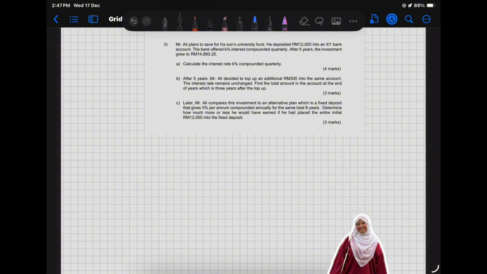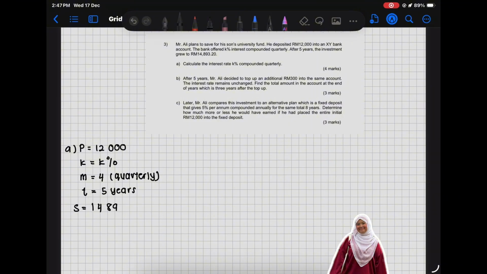Question 3a. Calculate the interest rate K% compounded quarterly. Here, our P is 12,000, K is K%, M is 4 because it's quarterly, our T is 5 years, and our S is 14,893 ringgit 20 cents.